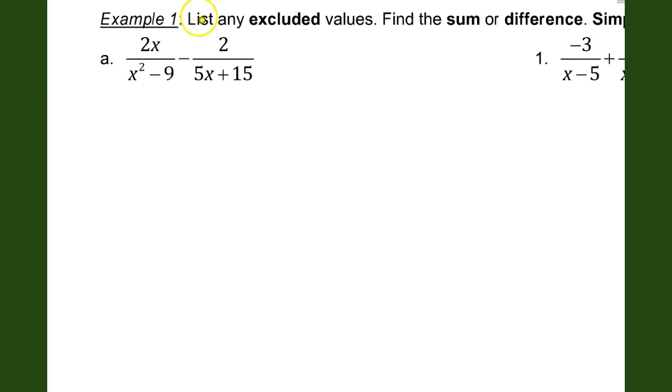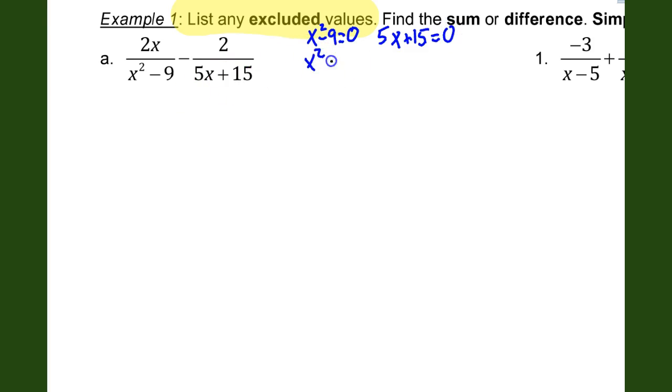And it does ask for the excluded values. So we do have to protect ourselves from dividing by 0. So this just means what numbers in the denominator would make this equal to 0. Okay, so excluded values would be when is x squared minus 9 equal to 0? And when is 5x plus 15 equal to 0? Cannot divide by 0, so figure out those numbers.